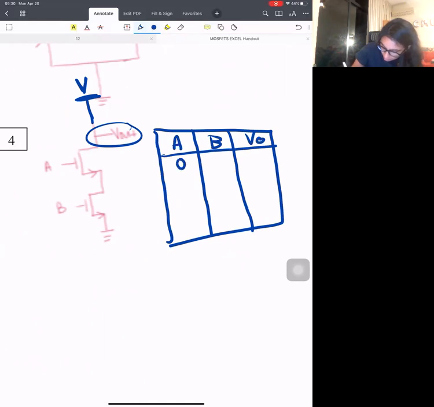So now again, if A is off and B is off, then both your NMOSs are going to be off, which means they're both going to be open circuits.